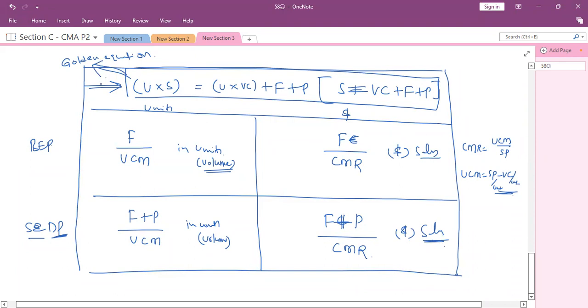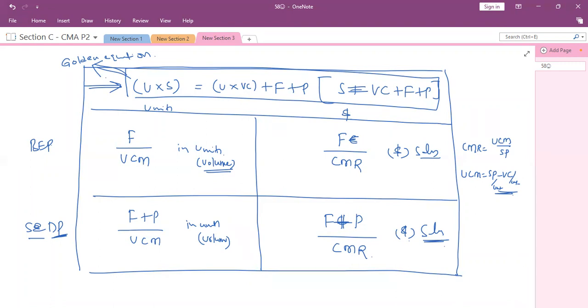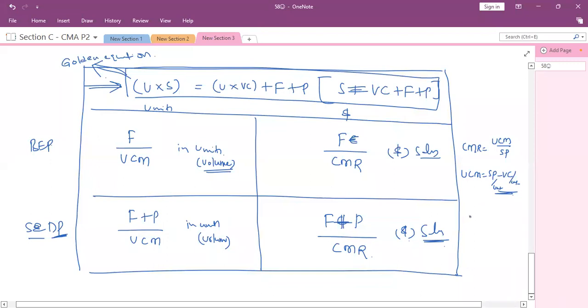Yes, Aribhai, this CMR, profit in dollars, fixed cost by CMR, right? So CMR is contribution by sales price. Yes. Should I write it in brackets also? CMR is equal to contribution by selling price. I wrote it here as UCM.